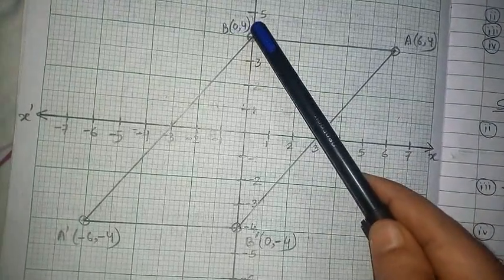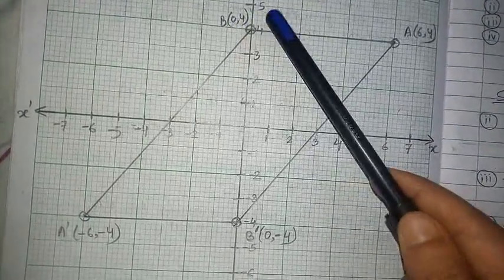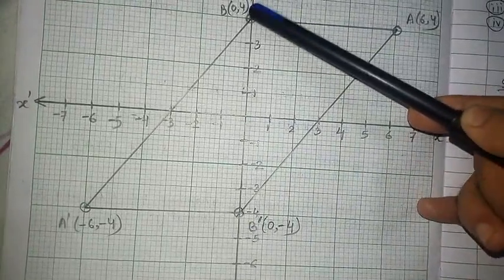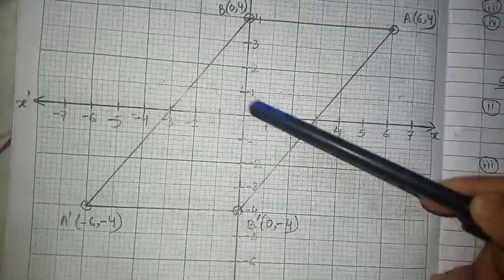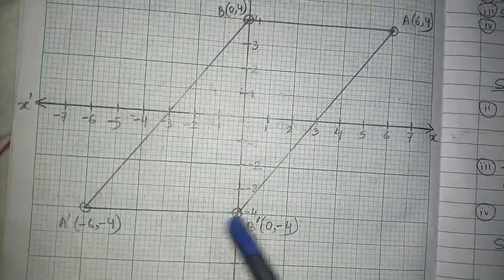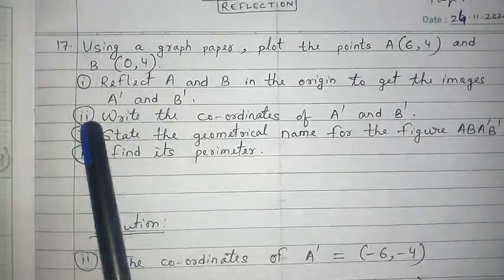Next, (0, 4) will become (0, minus 4). So 0 is here and minus 4 is here. Again I can say it has jumped from here to here. That means it is jumping across the middle portion. So it is reflection in the origin, and they are named A dash and B dash. So number 1 is over.